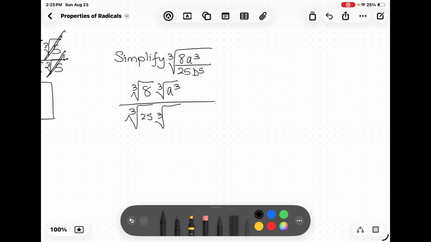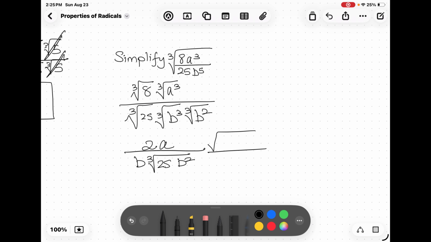B to the 5th, that's the cube root of b cubed times the cube root of b squared. You see how I split that up? B to the 5th is b cubed times b squared. And the cube root of b cubed is b. So we've got some things to work with here. Cube root of 8 is 2. Cube root of a cubed is a. Cube root of b cubed is b. And then I've got this 25b squared left over.